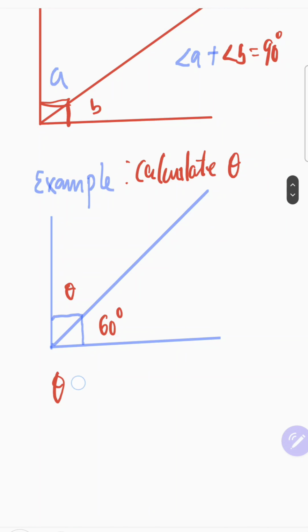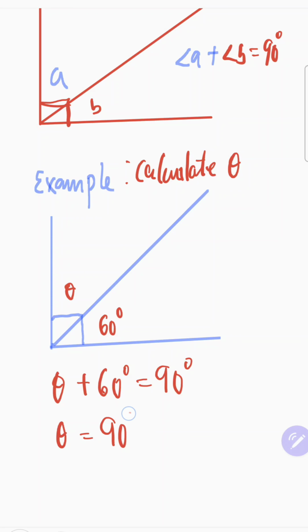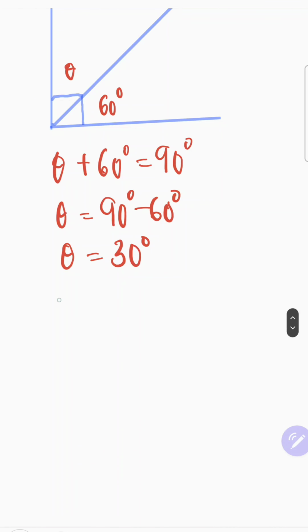So here we have theta plus 60 degrees equals to 90 degrees. So here we have theta to be what? 90 degrees minus 60 degrees. So here theta should be what? 30 degrees. So this is the complementary angle, which is very easy to do. Now let's proceed to supplementary angles.